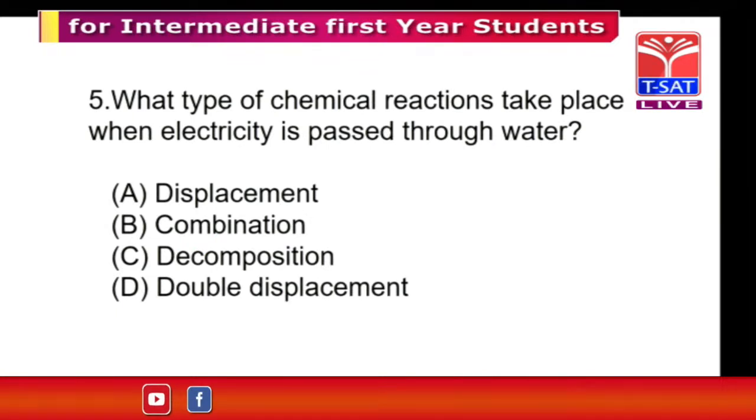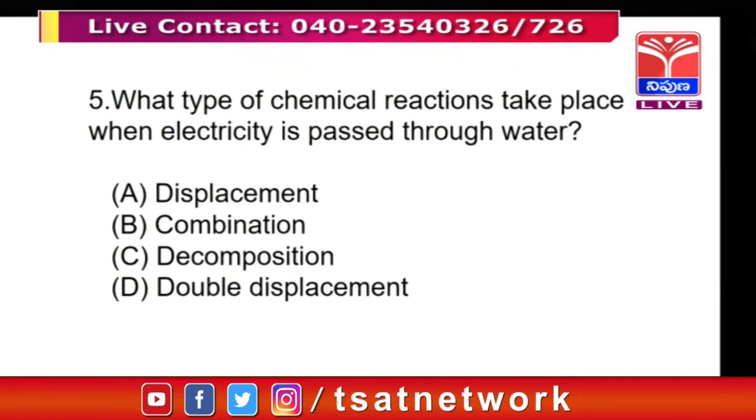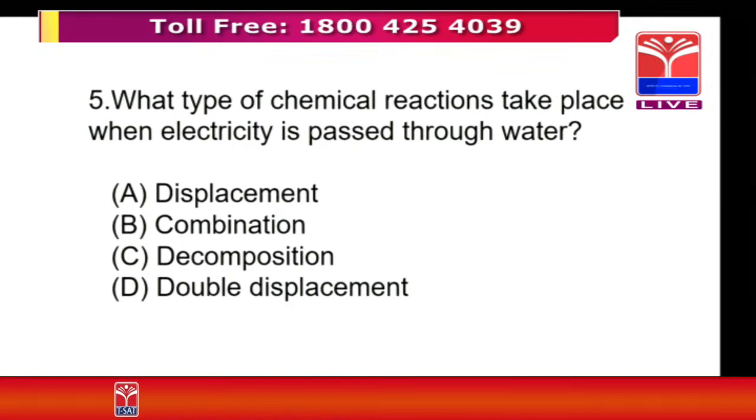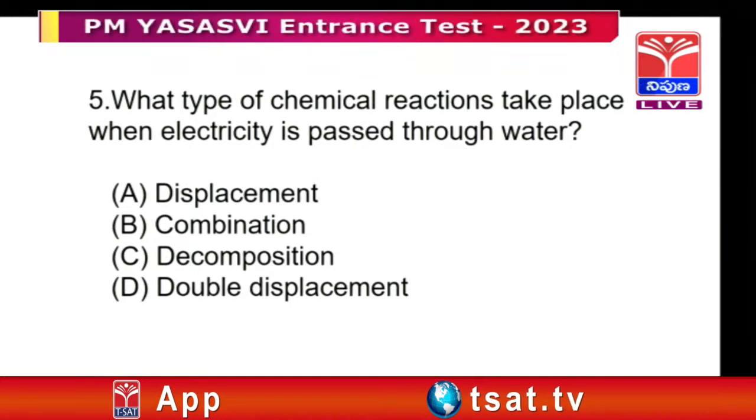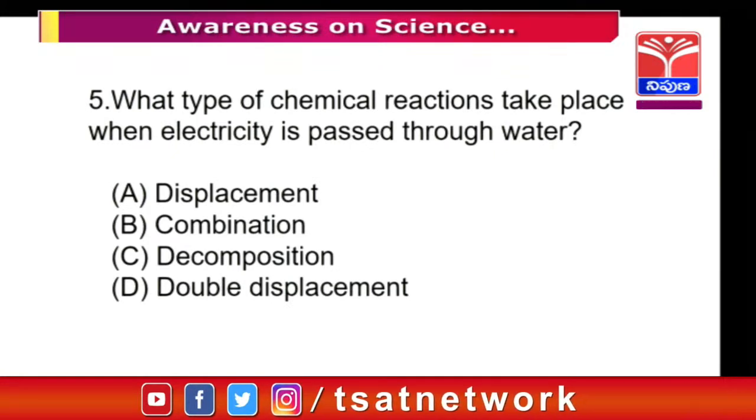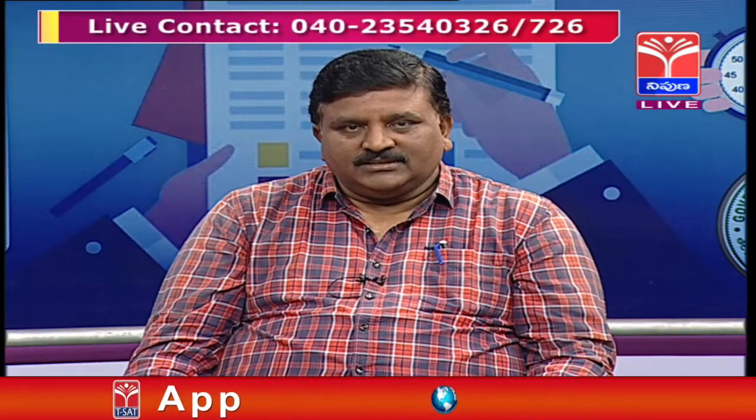What type of chemical reaction takes place when electricity is passed through water? So, here the 4 options, they are displacement, combination, decomposition, double displacement. So, Hari Krishna sir, when electricity is passed through water, what will happen? When electricity is passed through the water, we call it electrolysis. So, electrolysis of water.